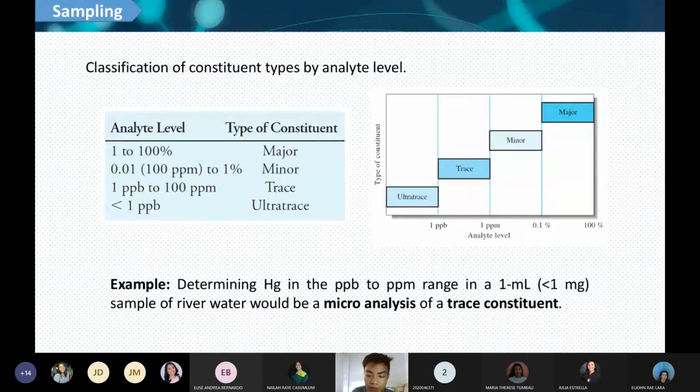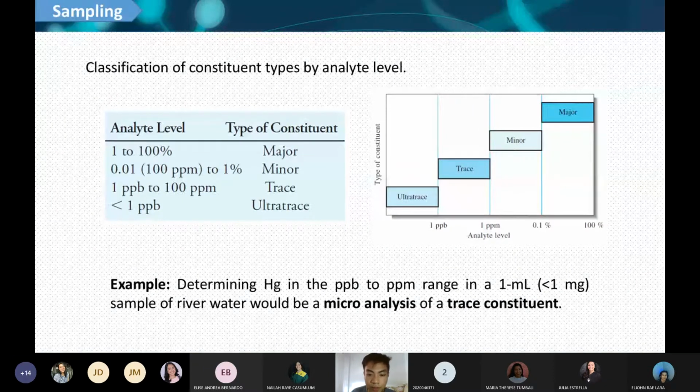Let's say, for example, in water, you have found less than a milligram of mercury in your sample. If you have anything less than a milligram, then we can tell that it is a minor constituent of your substance. Another example, say you have 90% ethanol in your sample. Then you can tell that it is a major constituent of your sample.